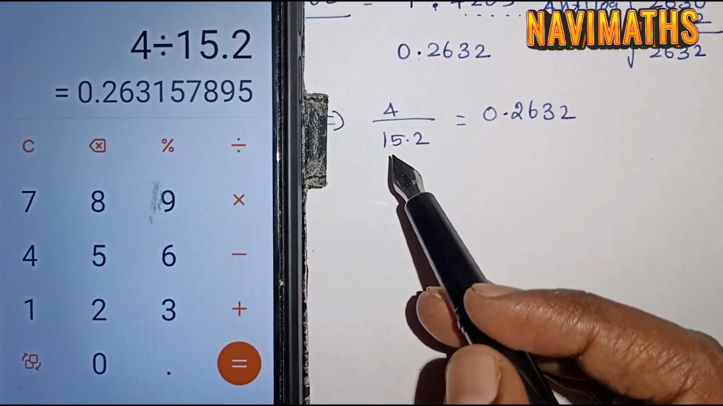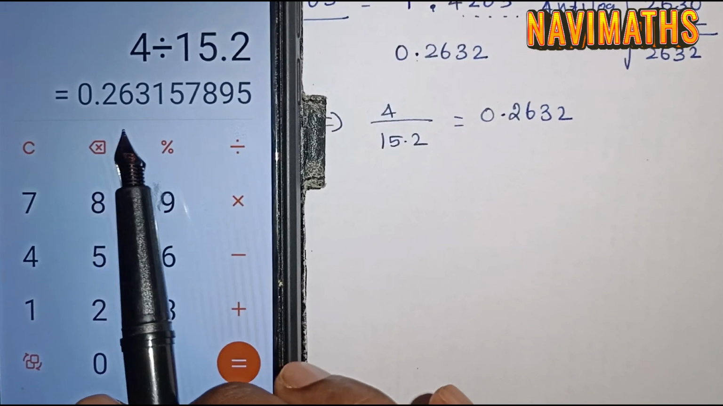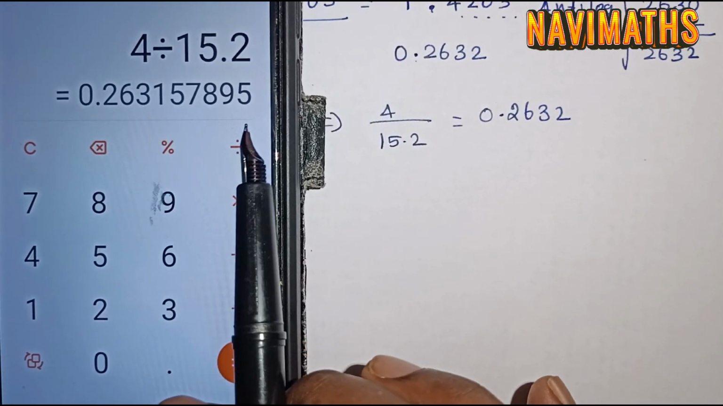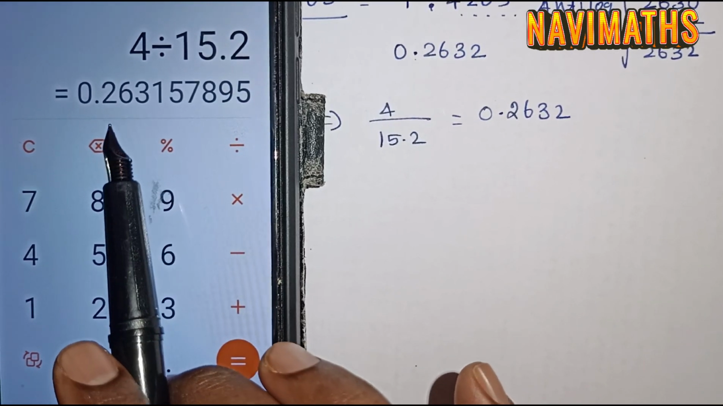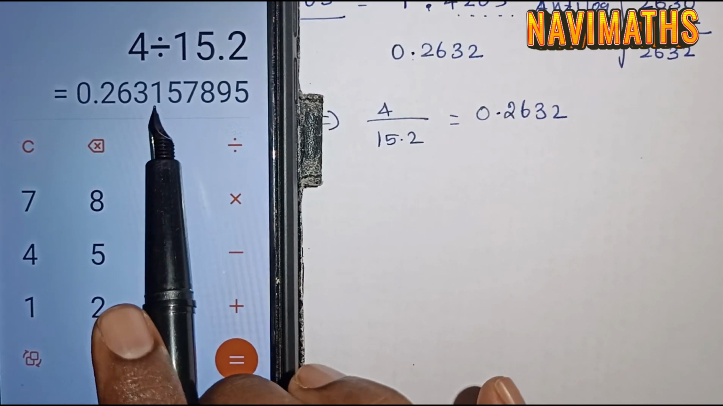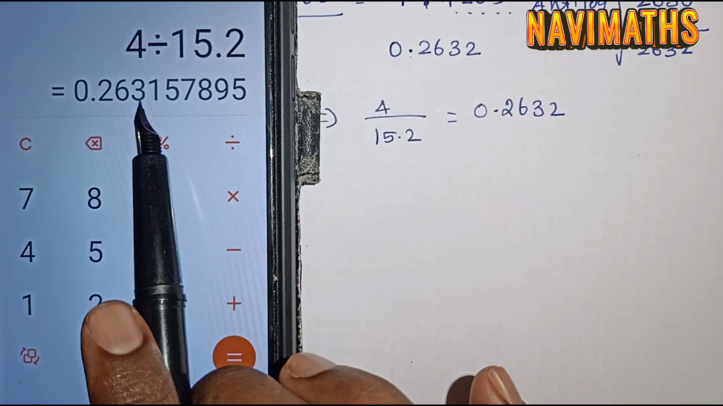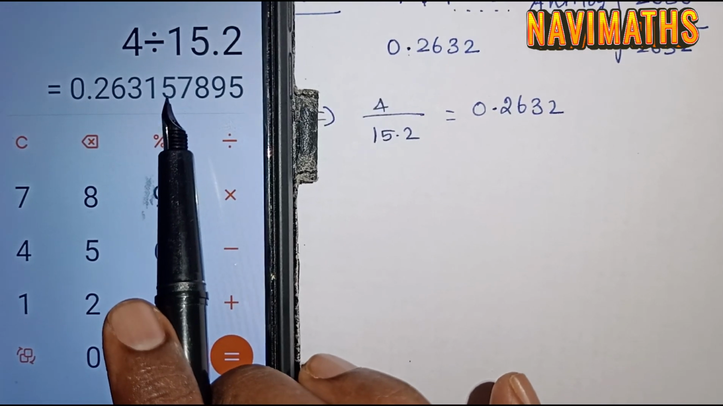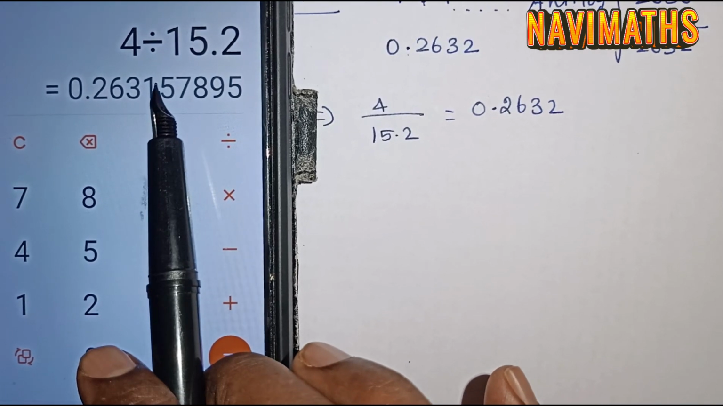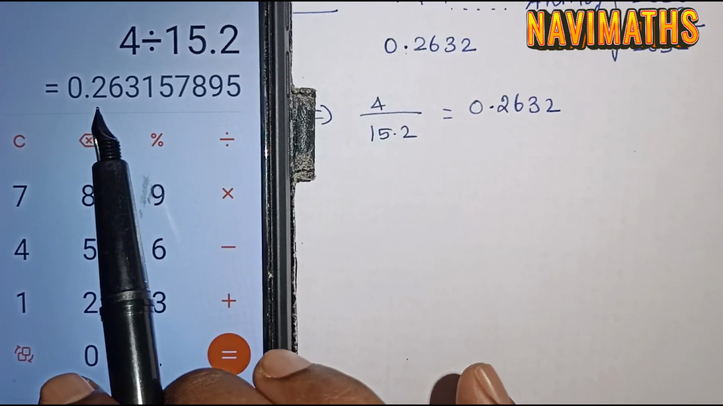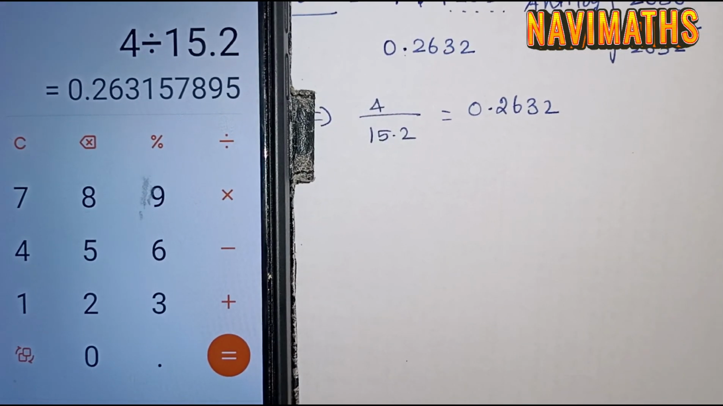If we do the same problem on the calculator also, we are getting the same thing. Here the calculator shows more decimals, so we will take an approximation of the first 4 digits. So 2631, the next number is 5 or more than 5, so we will add 1 to the previous number and leave the remaining numbers. So that will be 2632. That's what we are getting through the log book also.